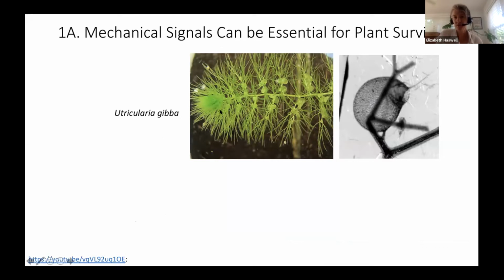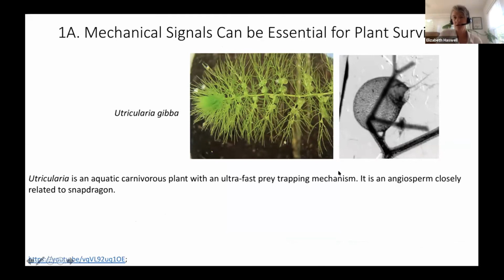But what I want you to focus on, I hope you can see my pointer here, is these little bladders. If you zoom in on them, they look like this. And these are basically little tiny plant stomachs. So they have what's called an ultra-fast prey trapping mechanism. There's a trap door right here that opens when a little swimming zooplankton, which you can see here, comes by. So here's a quick movie so you can see how this works.